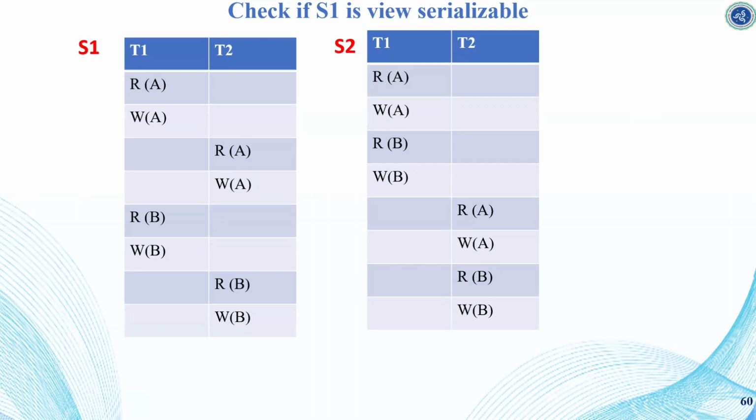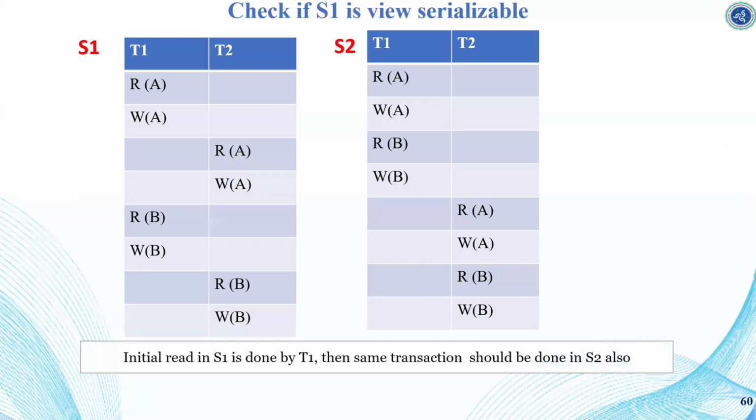Therefore, the same transaction should be done in S2 also. ഇവിടെ read നടത്തിയത് T1 ആണ്. അപ്പൊ T1 തന്നെ ആയിരിക്കണം ഇവിടെയും read ആക്കുക. Okay, so initial read in S1 is done by T1. Therefore, the same transaction should be done in S2 also. So here, in this case, ഇവിടെ രണ്ടിടത്തും read T1 തന്നെയാണ് ചെയ്യുന്നത്.